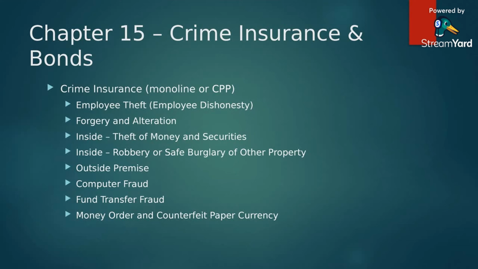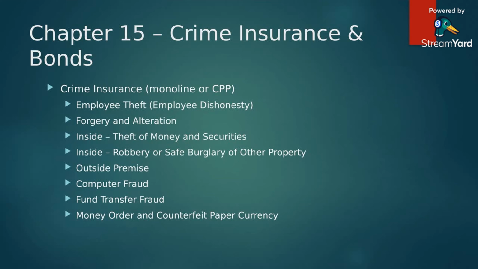Again, in this case, if a limit or premium are not shown, there is no coverage, just like on any other policy we talked about. So the first section here is going to be for employee theft, also known as employee dishonesty. Second section is going to be forgery and alteration. Third is going to be inside theft of money and securities. And inside refers to inside the premise. We'll go over these in a second. Inside robbery or safe burglary of other property. Outside the premise. Computer fraud, fund transfer fraud, and money order and counterfeit paper currency coverage.